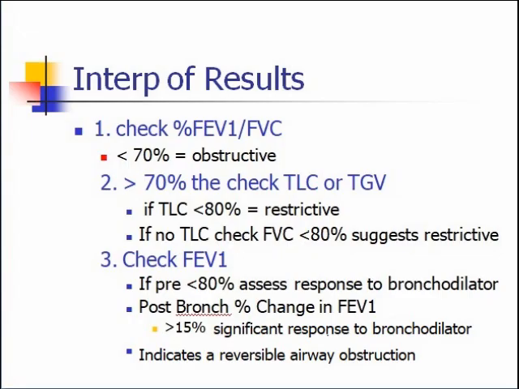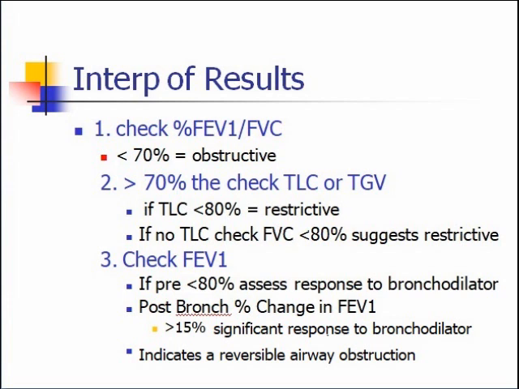Now, if you look at it and the FEV1 to FVC ratio is greater than 70, well, then you go and look at the TLC, and if it's not there, look for a TGV. Both of them are the same. If the TLC is less than 80%, you call this a restrictive disorder. And in many cases, you might not even find a TLC, so then look at the FVC. And if it's less than 80%, then it suggests restrictive disorder and a TLC needs to be done.